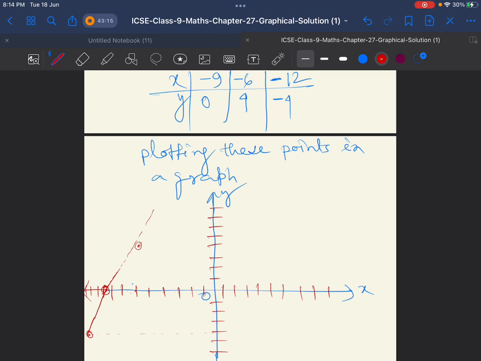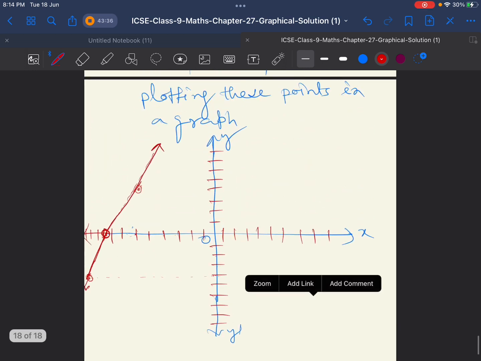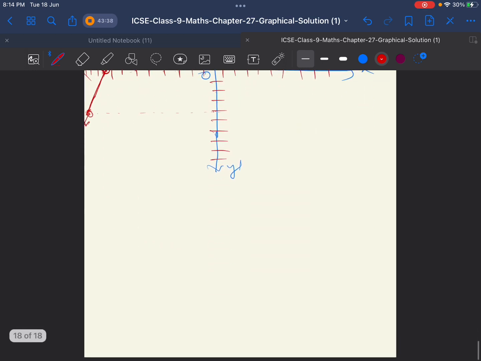Okay, so the straight line is here. Okay, we draw this straight line. This is the straight line in the graph.